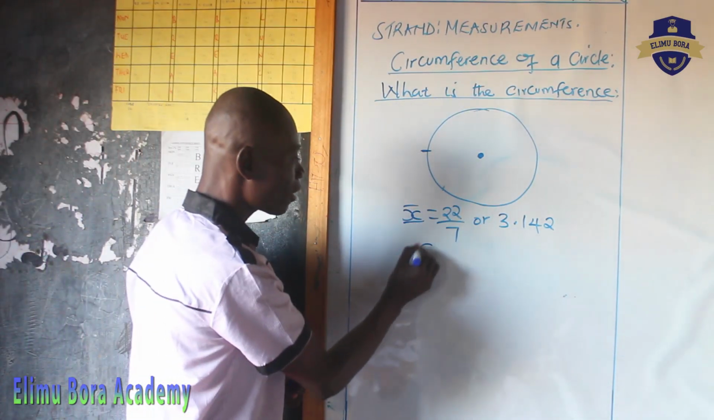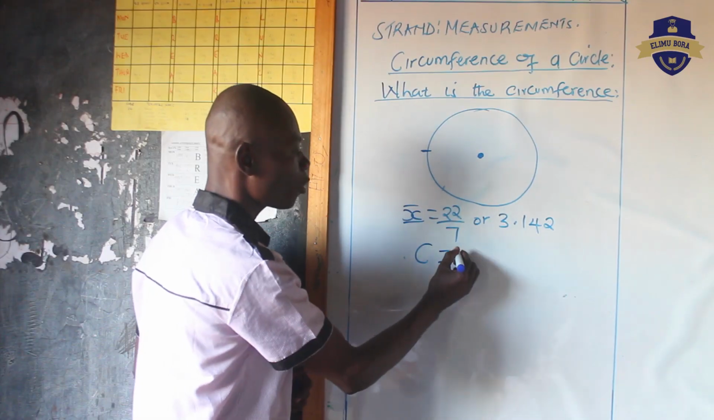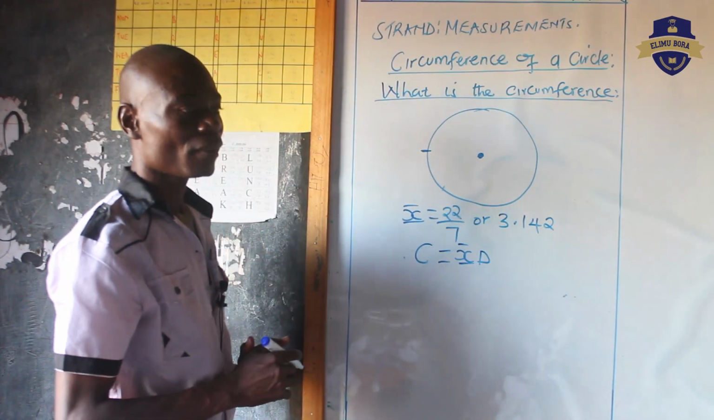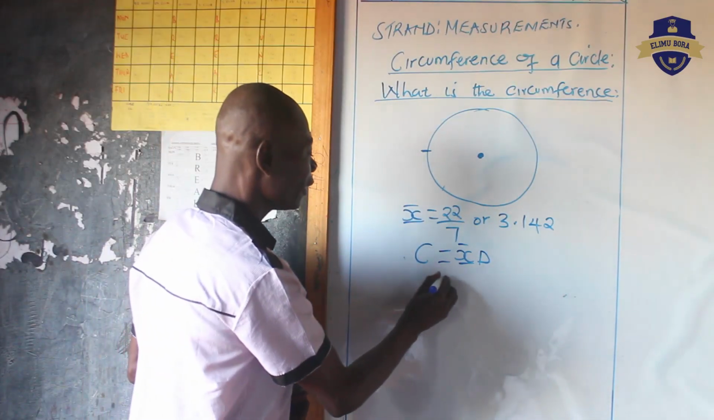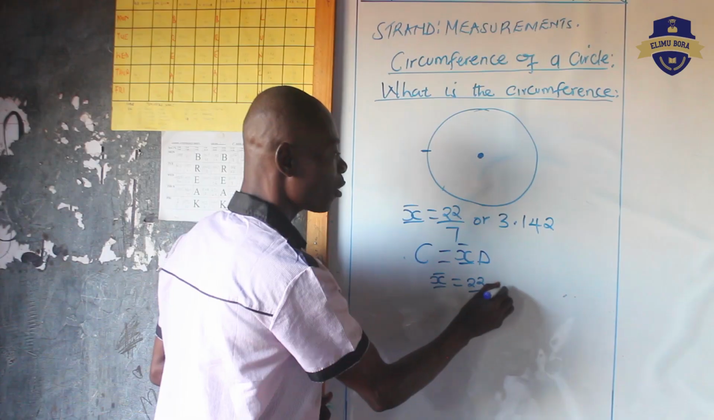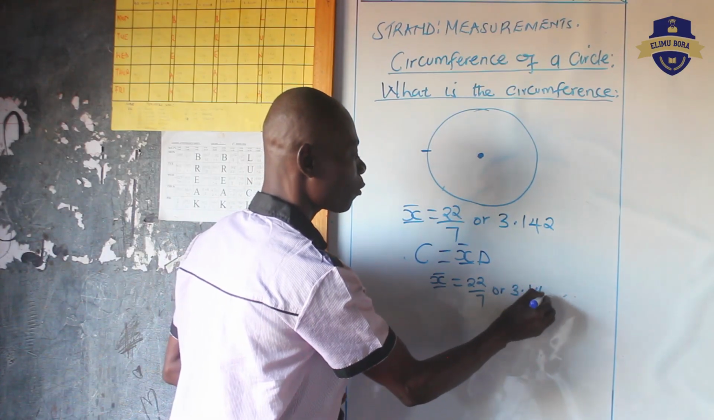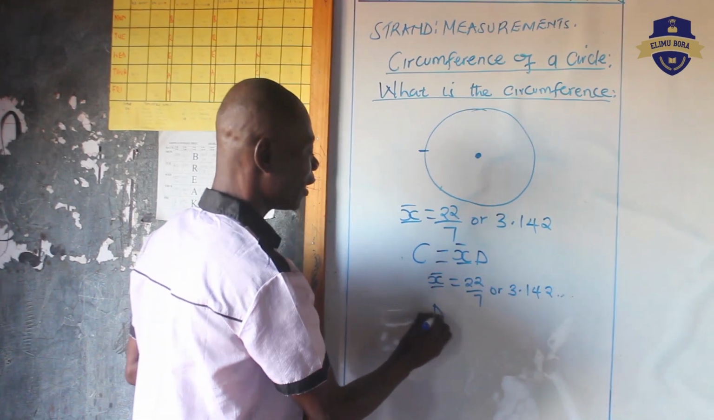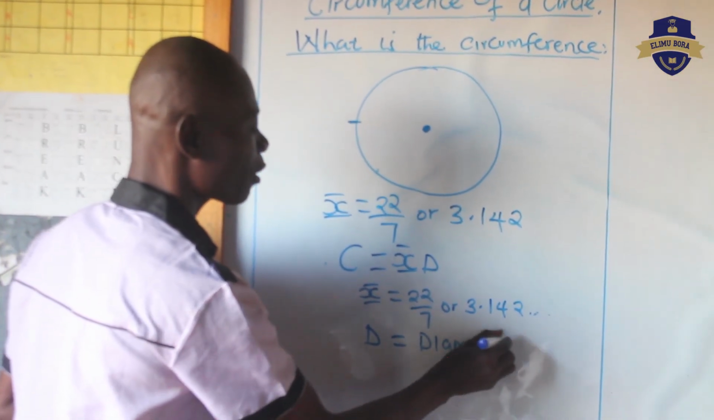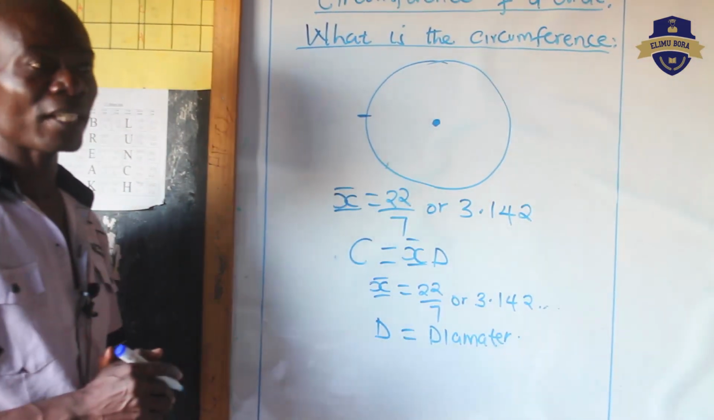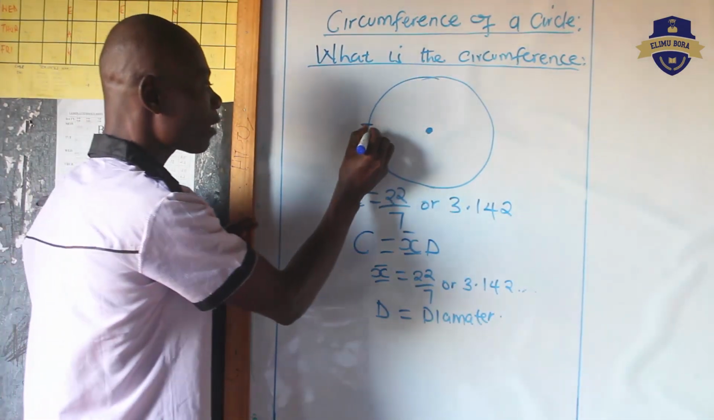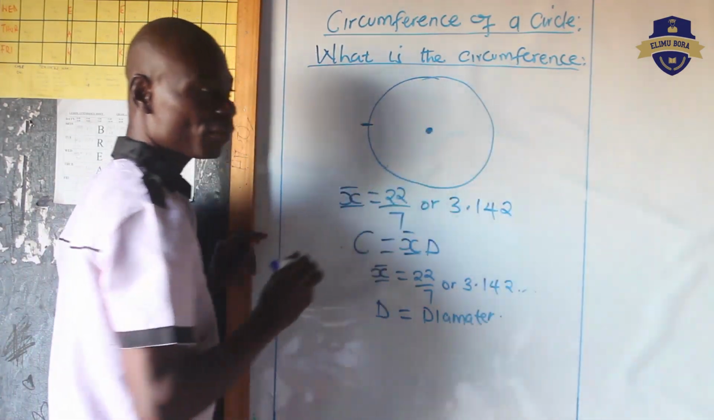So the circumference of the circle is equal to pi d. Can you say pi d? Whereby pi, I've said, is either 22 out of 7 or 3.142. And then d refers to diameter. D represents what? Diameter. Can you say diameter? Now what's the diameter? Diameter is a line that runs from the circumference through the center of the circle.